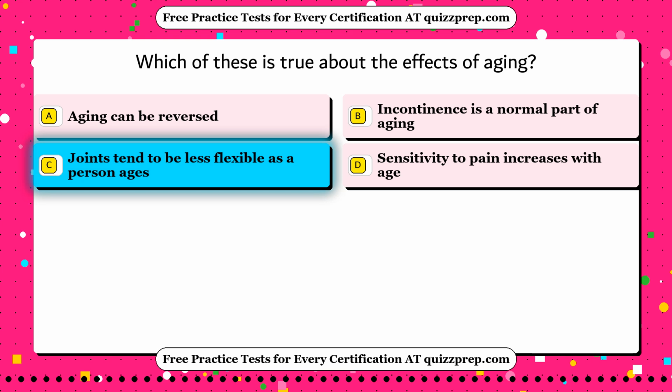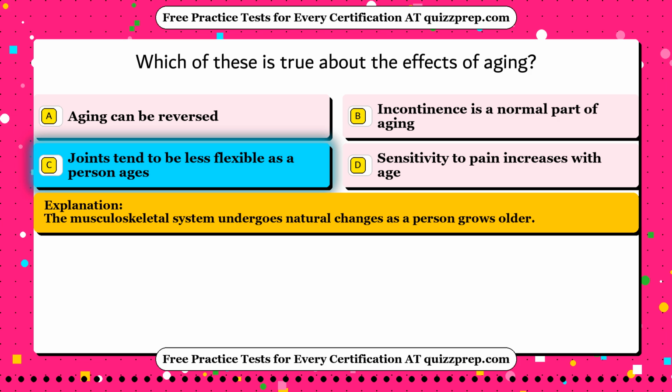The correct answer is option C, joints tend to be less flexible as a person ages. The musculoskeletal system undergoes natural changes as a person grows older.